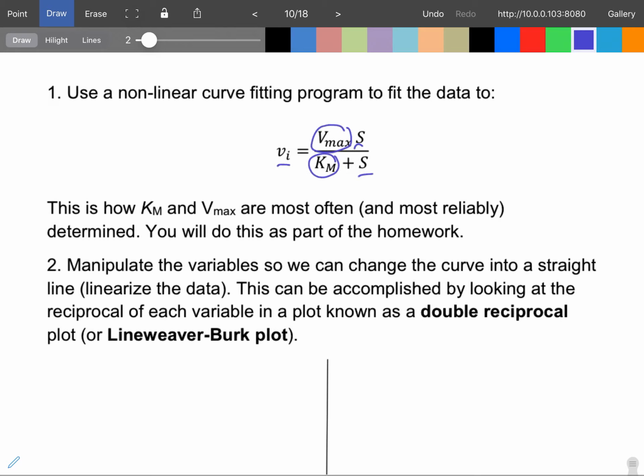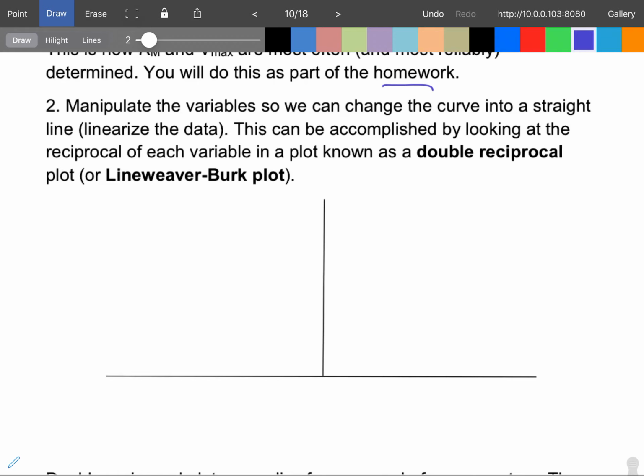This is how we do it most of the time in the laboratory, and every time you see a modern biochemistry paper that reports Km or Vmax or Kcat, this is how they did it. You will actually do this as part of the homework set, so you will get to experience that a little bit. Another thing you can do is to manipulate the variables so that we convert that curve into a straight line. In other words, we want to linearize the data.